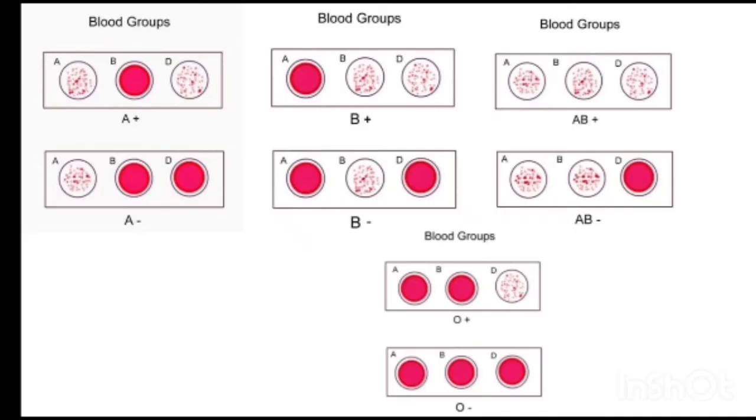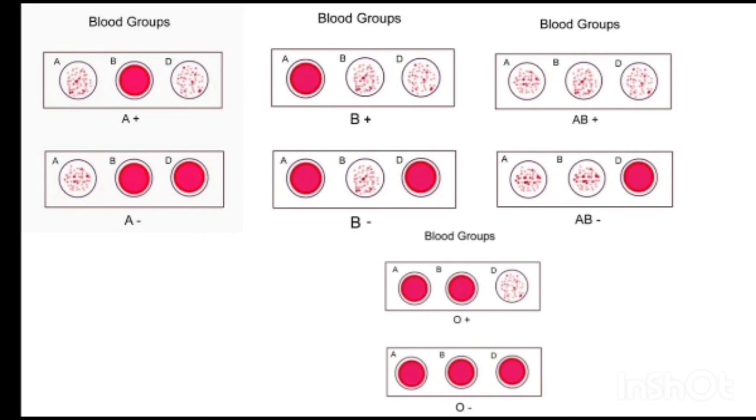So this slide or diagram demonstrates the type of reaction after mixing the blood with anti-sera. From left to right, the first slide shows A positive blood group as well as A negative, so we can clearly observe the difference between A positive and A negative. In the first slide, in A positive blood group, the blood is coagulated in anti-A and anti-D.